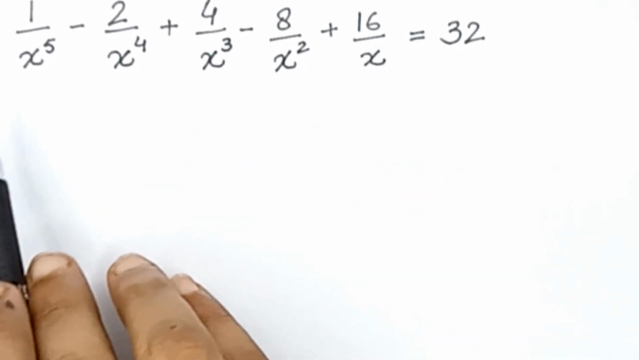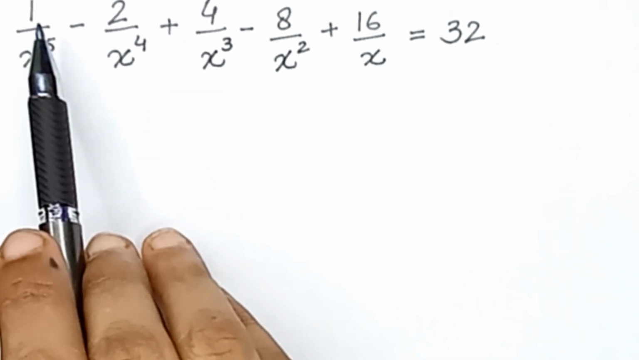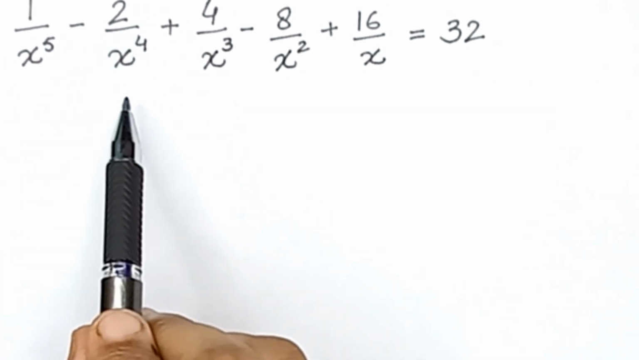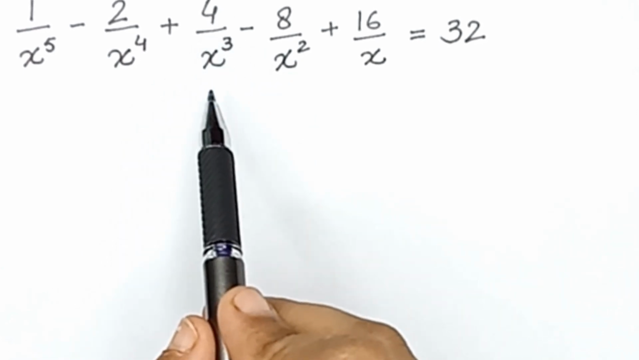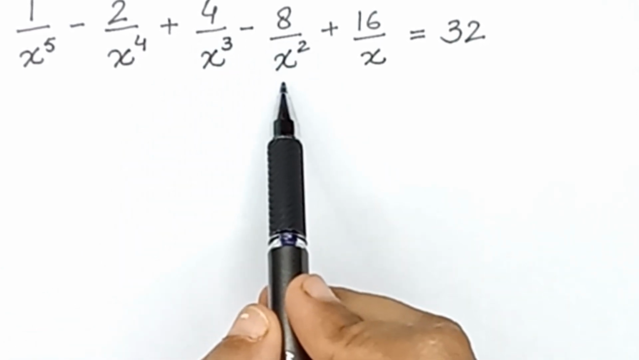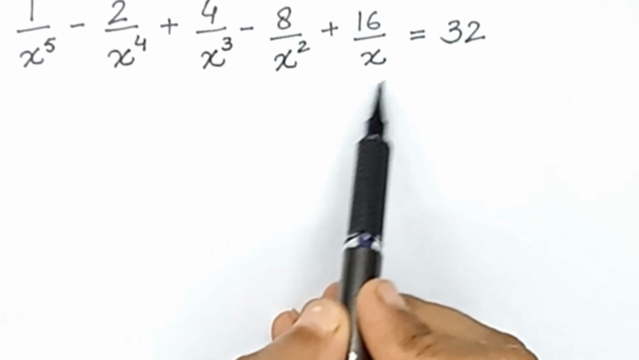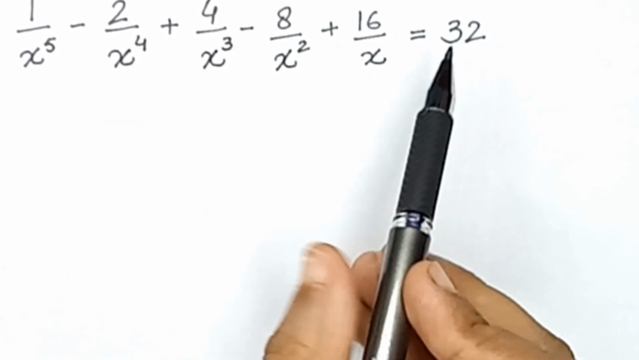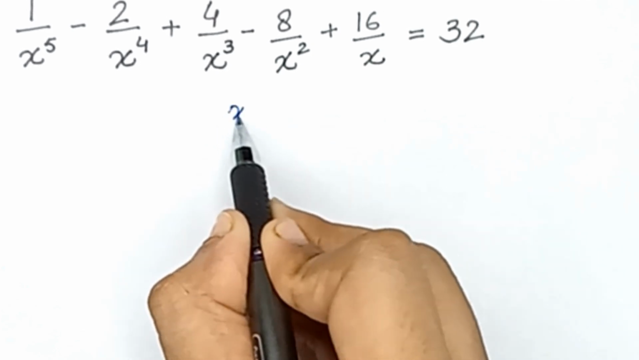In this video, we will solve a nice equation which is 1 divided by x raised to the power 5 minus 2 divided by x raised to the power 4 plus 4 divided by x raised to the power 3 minus 8 divided by x raised to the power 2 plus 16 divided by x is equal to 32. And we will solve this equation for x.